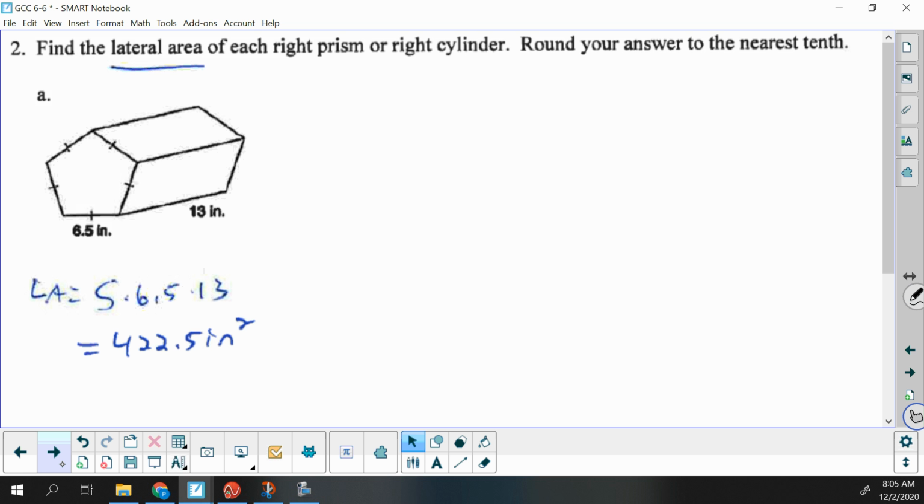The next ones, we only wanted to find the lateral area. So this is a pentagonal prism. So the pentagons are your bases. So the lateral faces are those rectangles. Well, they all have the dimensions 13 by 6.5, so we can just multiply that by 5, so we get 422.5 inches squared.